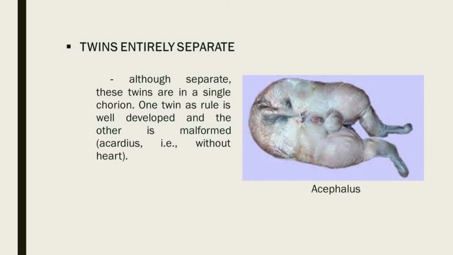Twins entirely separate. Although separate, these twins are in a single chorion. One, as a rule, is well developed, the other is malformed, which is called the acardius. In the malformed fetus, there is arrested development of the heart, lungs, and trunk. Such monsters may lack a head, which is the acephalus, limbs and other recognizable features, which is the amorphous, or the trunk, which is called the acormus.